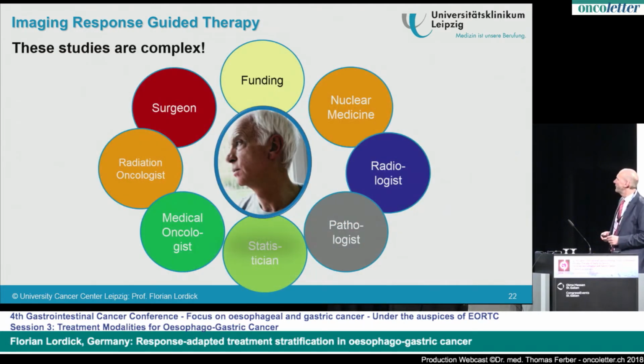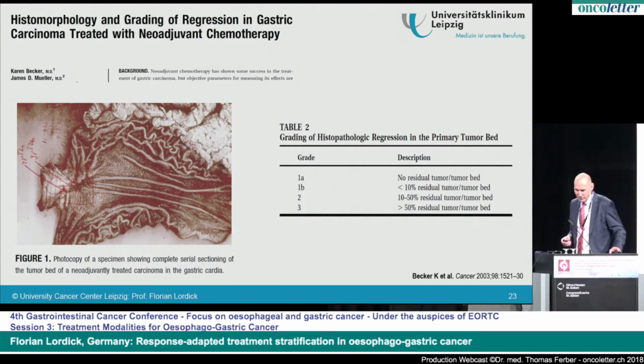So this is where we stand. And please don't forget that these studies are extremely complex in all regards. You need a perfect multidisciplinary setting, a perfect communication between all the disciplines involved: nuclear medicine, radiation, surgery, medical oncology, radiation oncology, the patient who needs to understand all that. And you need funding, and this is also a complicated issue. We experienced that in the EORTC GI group.